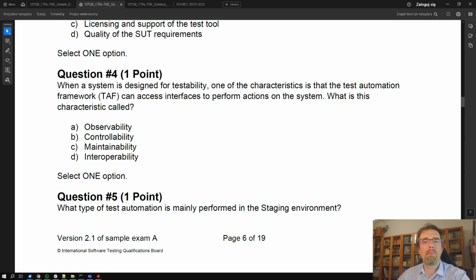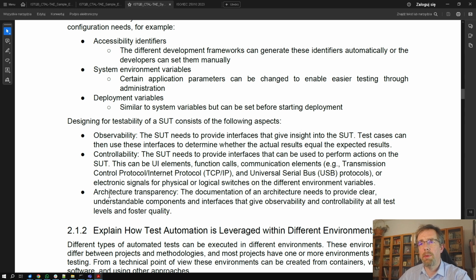Observability, controllability, maintainability, interoperability. First, let's look into the syllabus, what the syllabus says about testability. And here we have: designing for testability of a system under test consists of the following aspects: observability, controllability, and architecture transparency. So as you can see, observability and controllability are two main traits of a testable system. And architecture transparency, so we can analyze architecture and find interfaces.